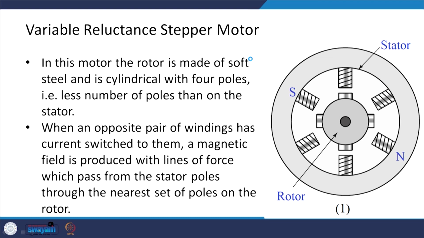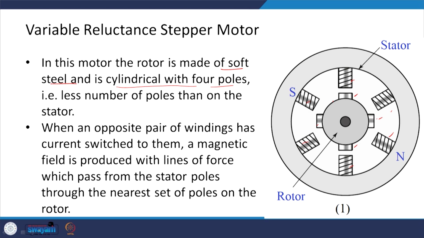Now, let us see the variable reluctance stepper motor. As I said, in case of the variable reluctance stepper motor, in place of a permanent magnet, the rotor is made of soft steel and it is cylindrical, say with 4 poles. There are 4 poles, fewer than in the stator. So, here you can see the stator has 1, 2, 3, 4, 5, 6 poles and the rotor has 4 poles.